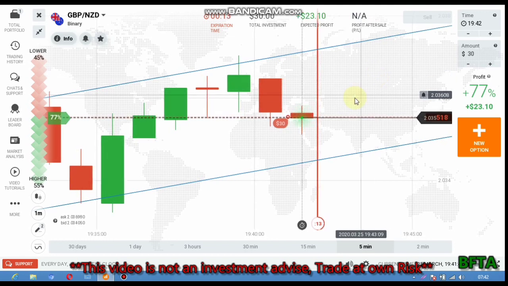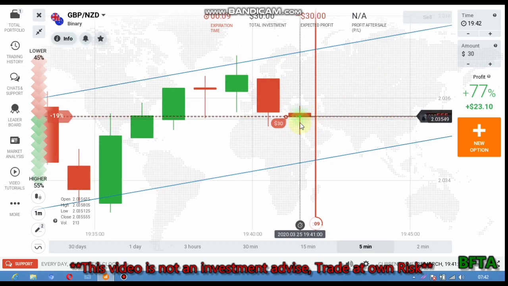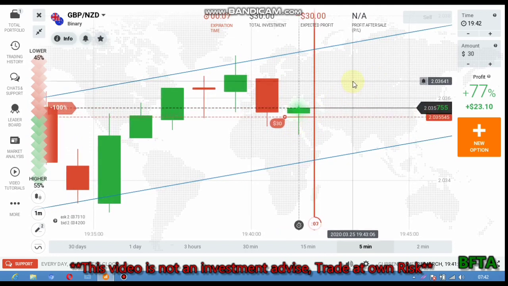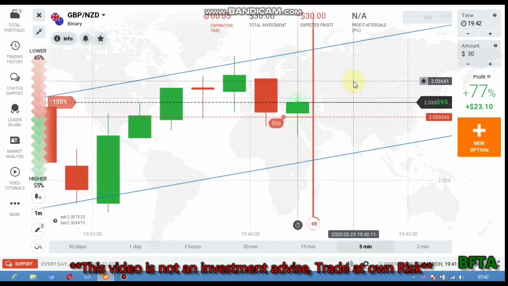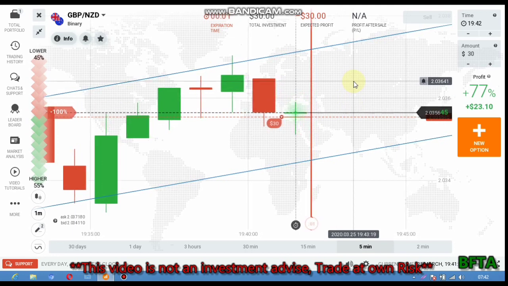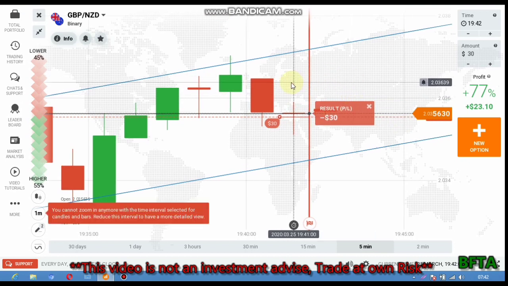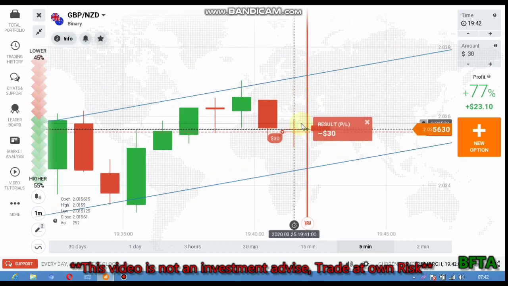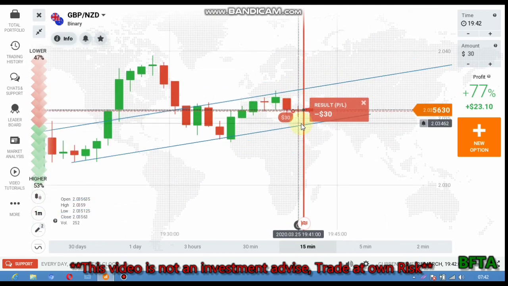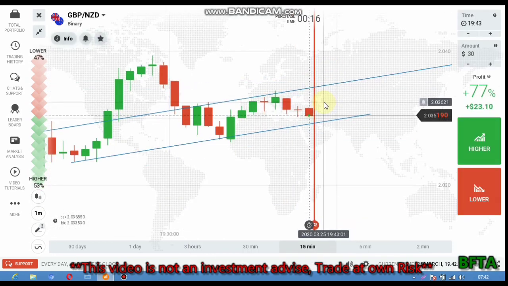Okay, I can see that the buyers are stopping the sellers from going below this level. I can see a weak bearish candle. It gave me a loss in trade. I don't know why. Because of my entry. So I'll place the trade again.